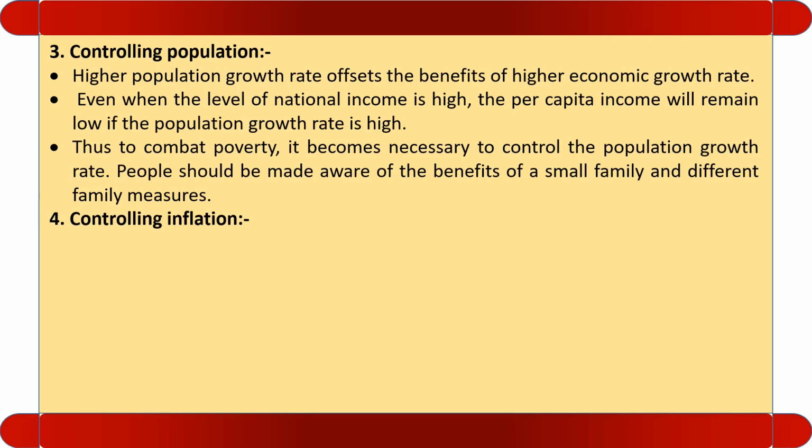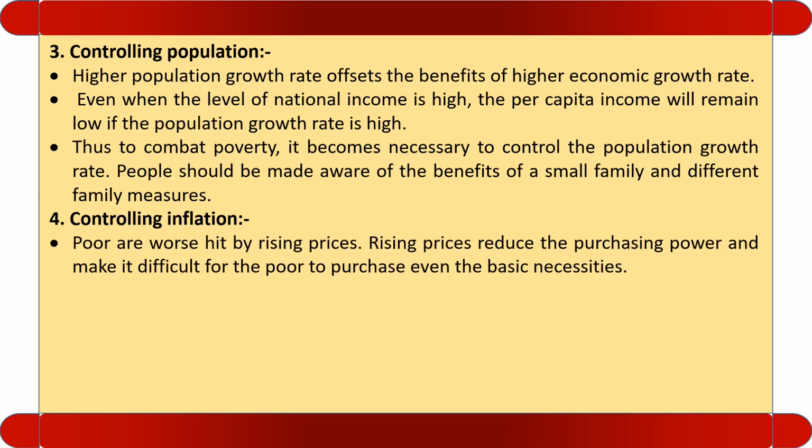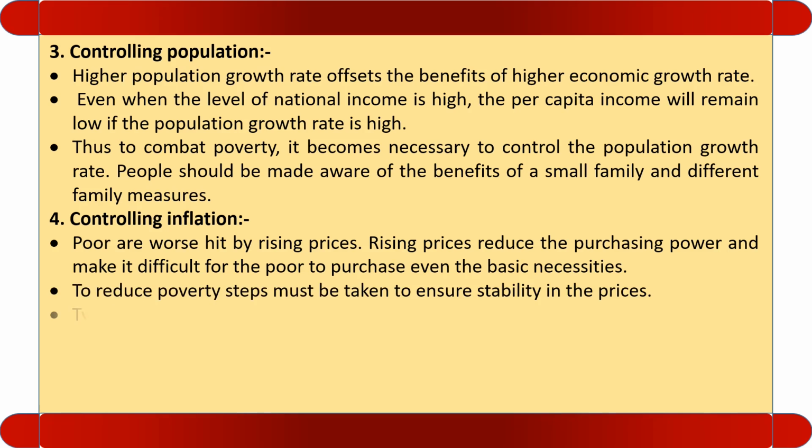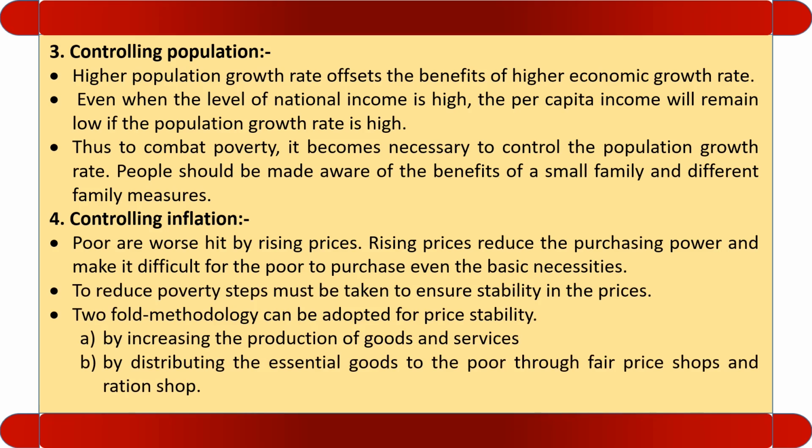Next is controlling inflation. Poor are worst hit by rising prices. Rising prices reduce the purchasing power and make it difficult for the poor to purchase even the basic necessities. To reduce poverty, steps must be taken to ensure stability of the prices. A twofold methodology can be adopted for price stability. Number one, by increasing the production of goods and services. Second, open up fair price shops.